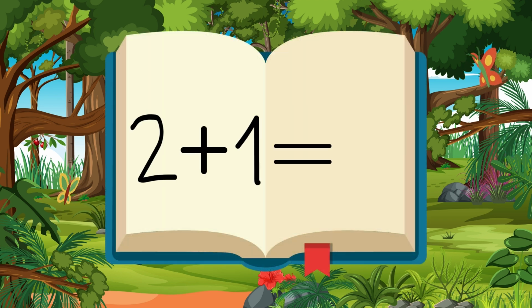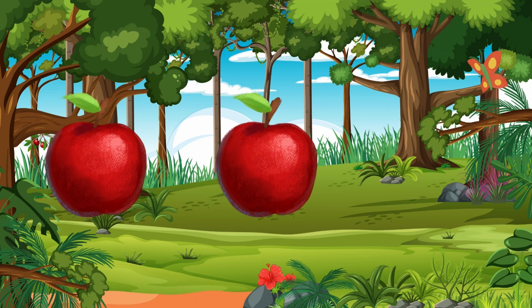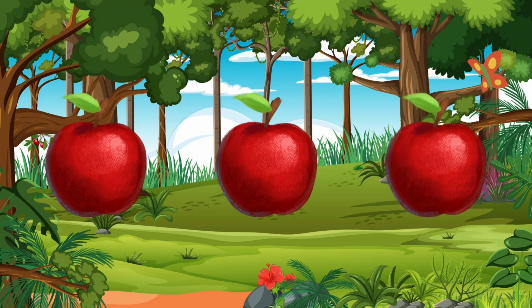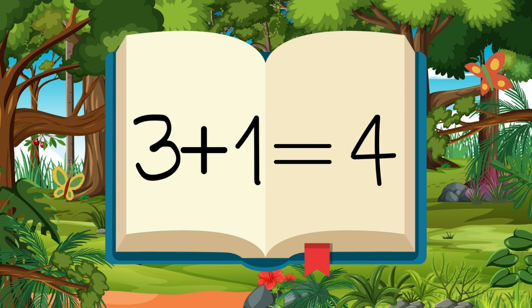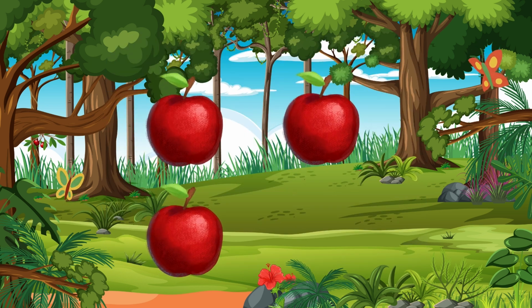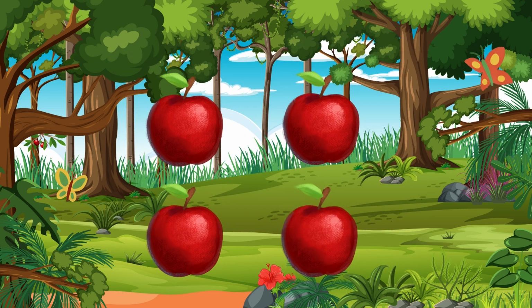2 plus 1 equals what? The answer is 3. We have 2 apples, add 1 more apple, so we have 3 apples. 3 plus 1 equals what? The answer is 4. We have 3 apples, add 1 more apple, so we have 4 apples.